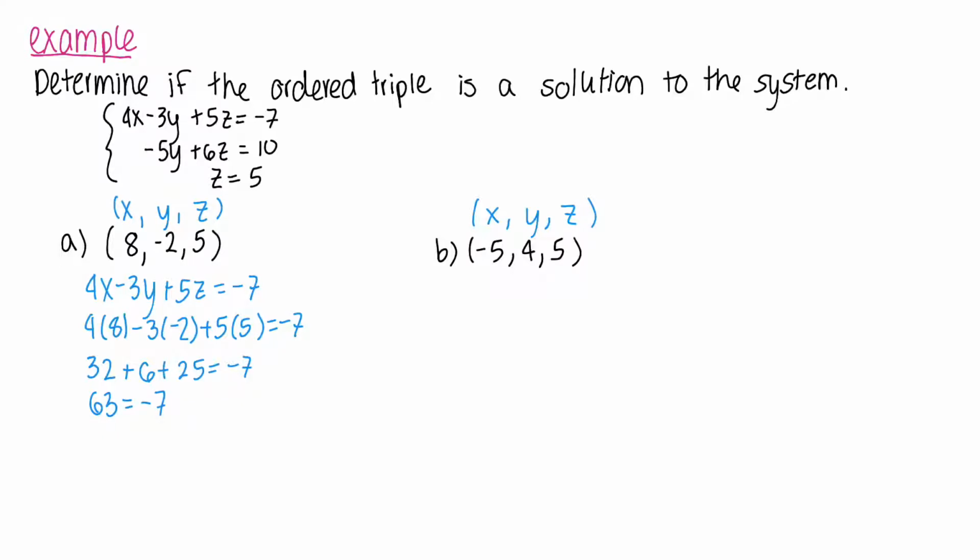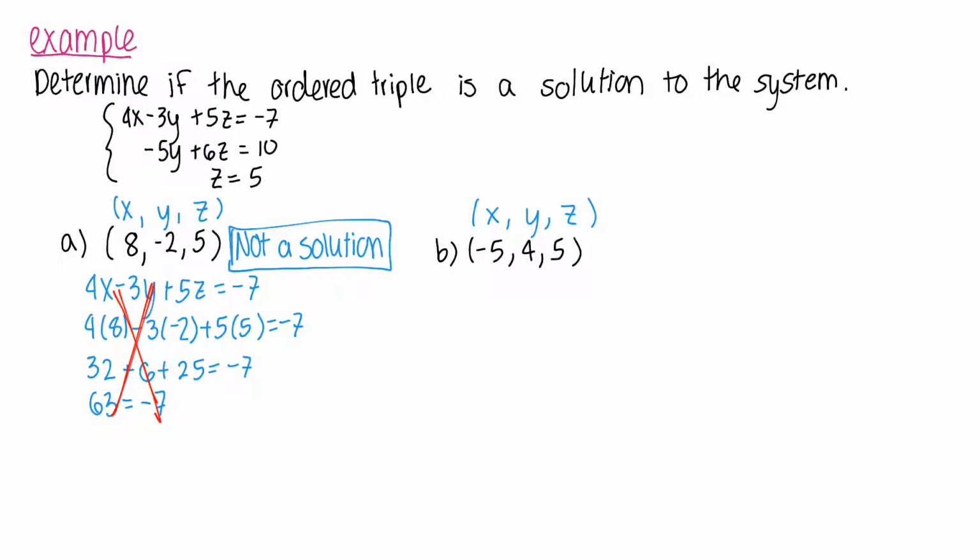Yeah, 63. So now looking at this, we have 63 equals -7. Clearly that's not a true statement. I don't even have to go through the work of plugging it into this middle equation. So I found out when I plugged it into this first one here that it didn't work. That's enough for me to say, nope, this is not a solution. Not a solution.